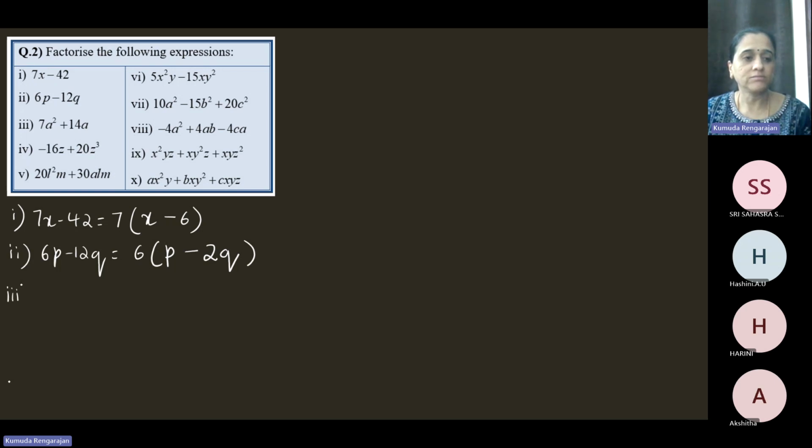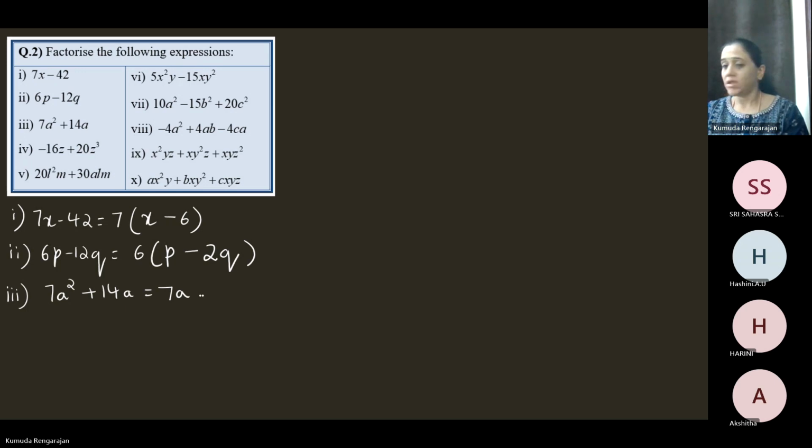Aditya, third one. How many terms does the expression have? 2 terms. What's the HCF of 7 and 14? 7. HCF of a square and a? A, the least power. Now in the bracket? A plus 2. 7 is the HCF and a plus 2. 7a into a is 7a square, plus 7a into 2 is 14a.